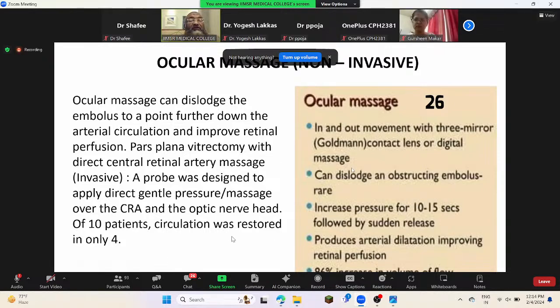The pars plana vitrectomy with direct central retinal artery massage is an invasive procedure. A probe was designed to apply direct gentle pressure massage over the CRA and the optic nerve head. Of 10 patients, circulation was restored in only 4.